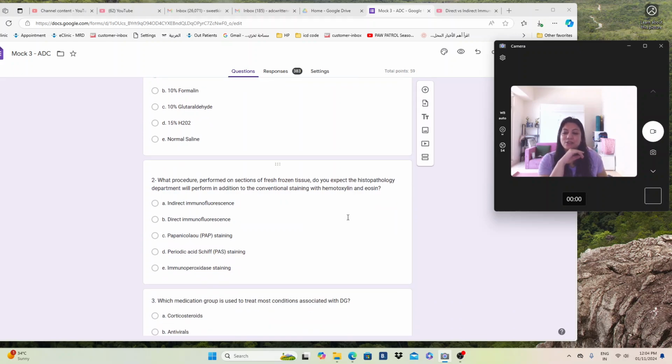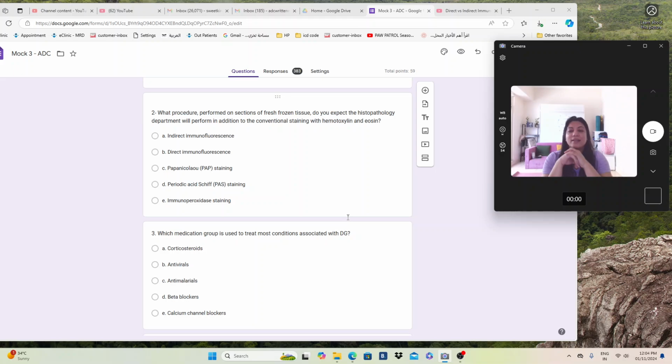Now what procedure is performed on sections of fresh frozen tissue? Okay, what procedure, which test? Do you expect the histopathology department will perform in addition to the conventional staining with hematoxylin and eosin?